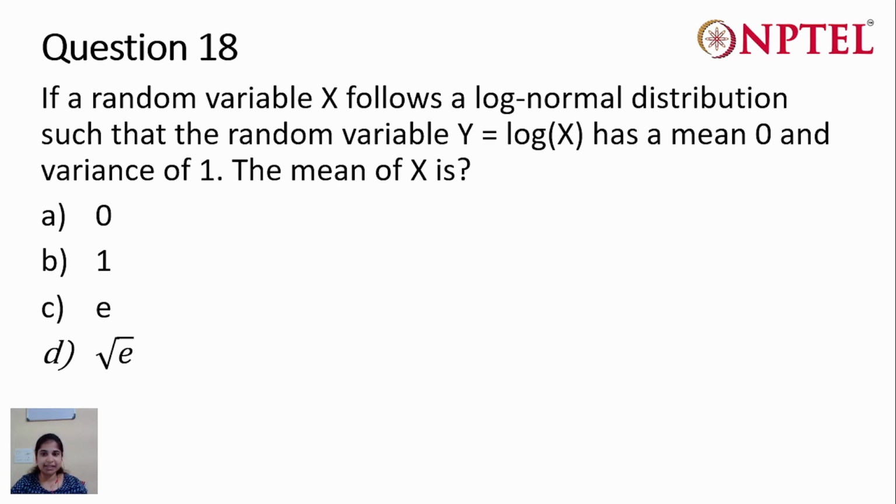We're almost nearing time, but I have 2 more questions. We'll just try to go faster. If a random variable x follows a log normal distribution such that the random variable y is log of x, which has a mean 0 and variance 1, what is the mean of x?